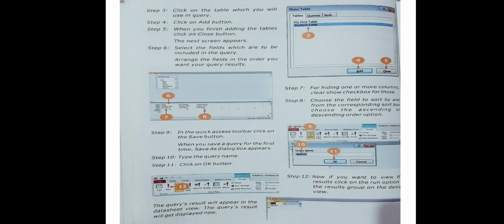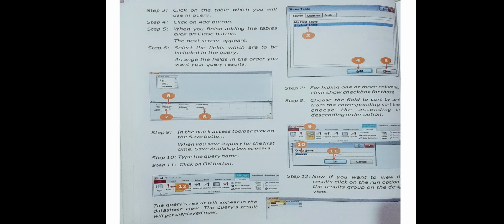Step 7 is for hiding one or more columns, clear the Show checkbox for those. Then step 8 is choose the field to sort by, and from the corresponding Sort box choose the ascending or descending option. Then step 9 is in the Quick Access Toolbar you can click on the Save button. Then you can save the query with a name. For the first time if you are saving, then you type the query name and click on the OK button.